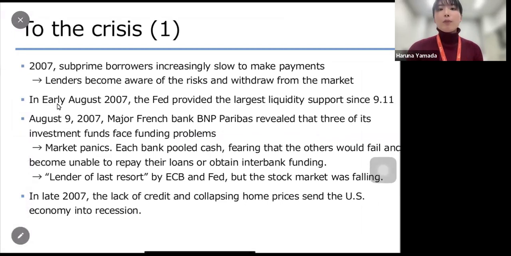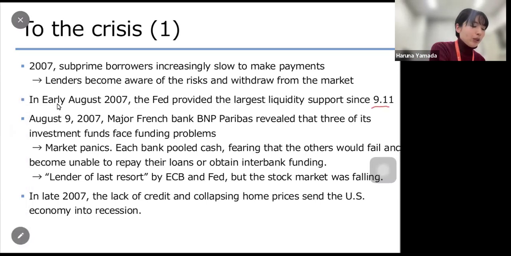In 2007, subprime borrowers increasingly struggled to make payments. Then lenders around the world became aware of the risks and withdrew from the market. In early August 2007, the Federal Reserve, the central bank of the US, provided the largest liquidity support since 9/11. You know that 9/11 was the terrorist attacks.